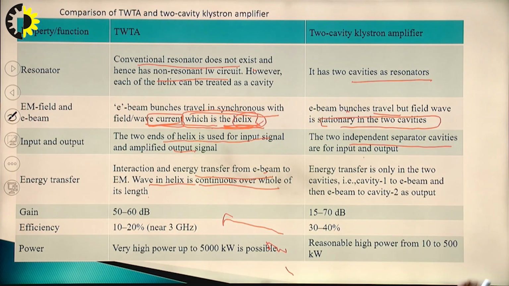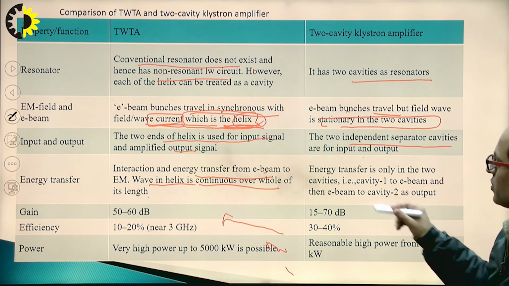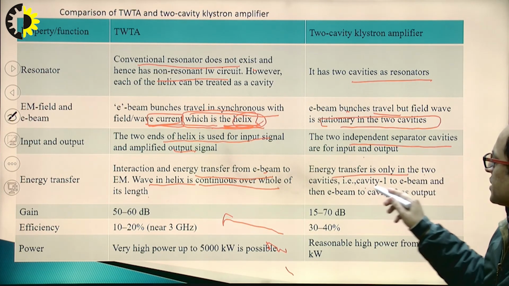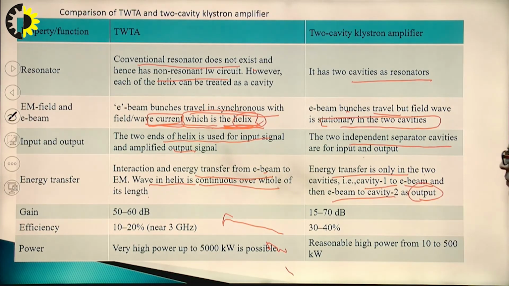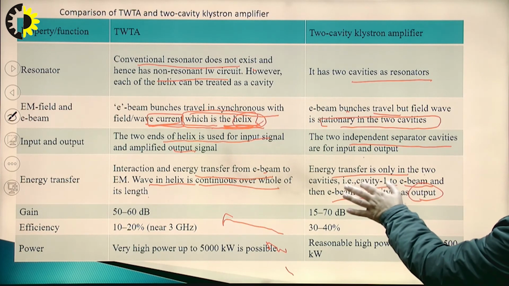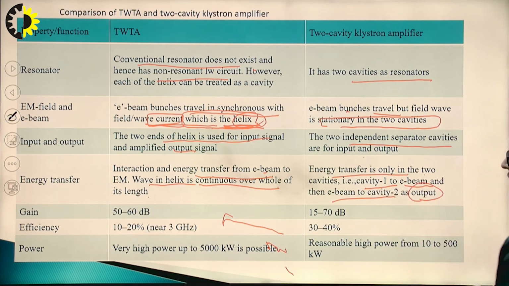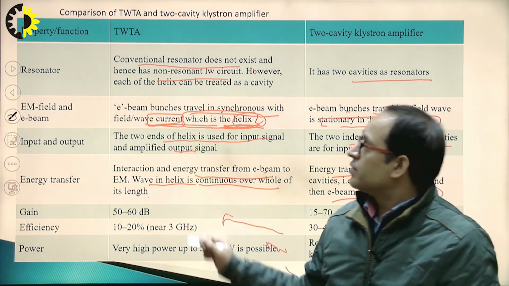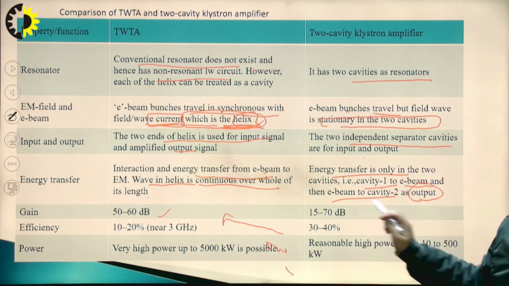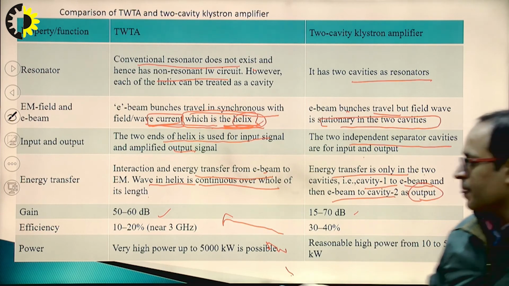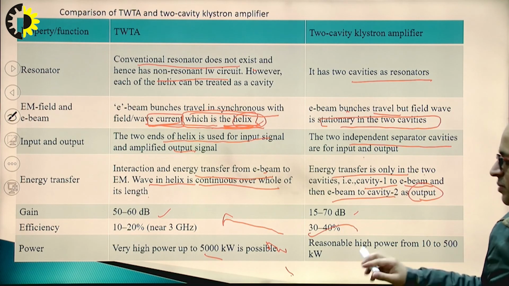But in the klystron, interaction only takes place in the cavities. Energy transfer is only in the two cavities, from cavity 1 to the electron beam and from the electron beam to the cavity as output. Cavity 1 acts as the input and cavity 2 acts as the output. Gain of a TWTA is achievable from 50 to 60 dB, and here it is achievable from 15 to 70 dB. Efficiency is 10 to 20%, and here the efficiency is 30 to 40%.